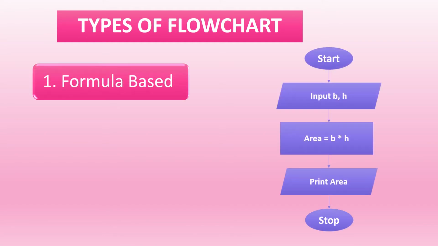There are three types of flowchart. The first one is formula based, in which we use the formulas. For example, here we are calculating the area of the parallelogram, where the formula is area is equal to base into height.